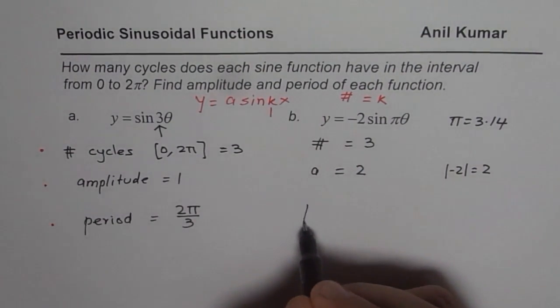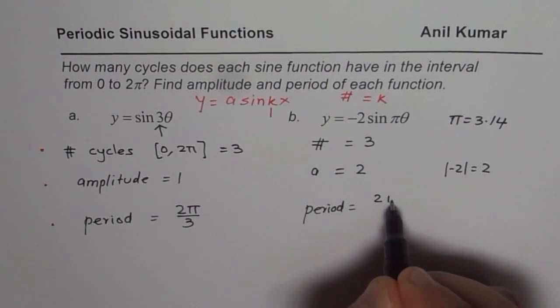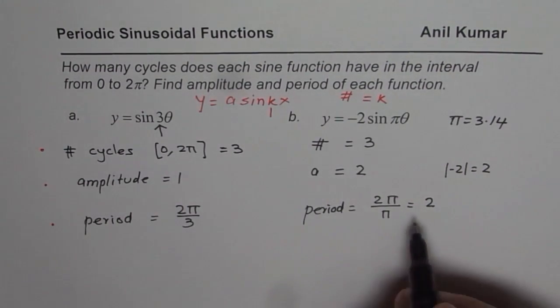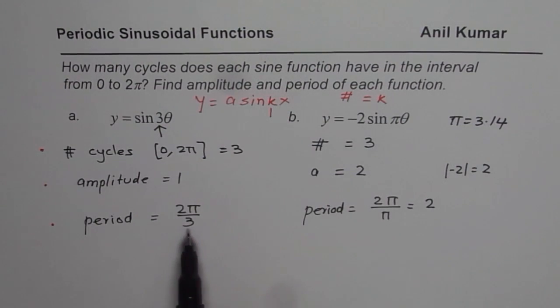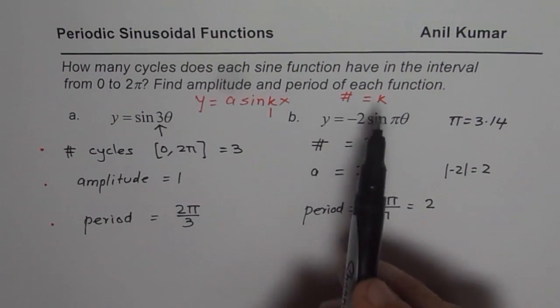Here the period will be 2 pi divided by pi, which is 2. So in this case it is 2, and in the other case it is 2 pi by 3. You can calculate that pi is slightly more than 3, so the period is slightly less than 2 but very close. This is our exact value, so we are not converting to decimals. Sometimes the question may ask for 1 decimal place or so, so you could do that.